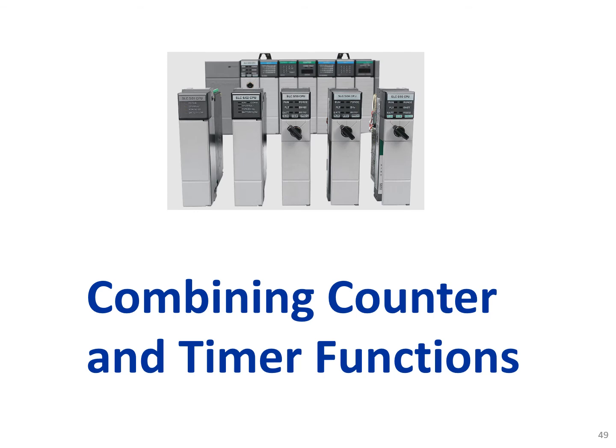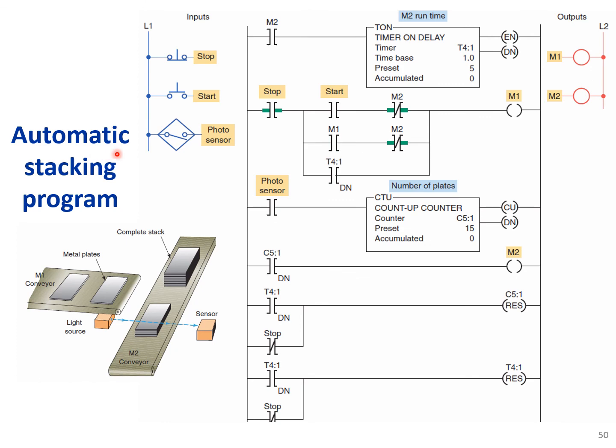Combining counter and timer functions. Automatic stacking program. Here we have two conveyors, and the goal is to pile these plates, and the number of plates in one stack should be equal to 15. We have one sensor here, and we have conveyor 1 and conveyor 2. Conveyor 2 should stop while conveyor 1 is stacking. Once the stacking is finished, M1 should stop and M2 should move forward.